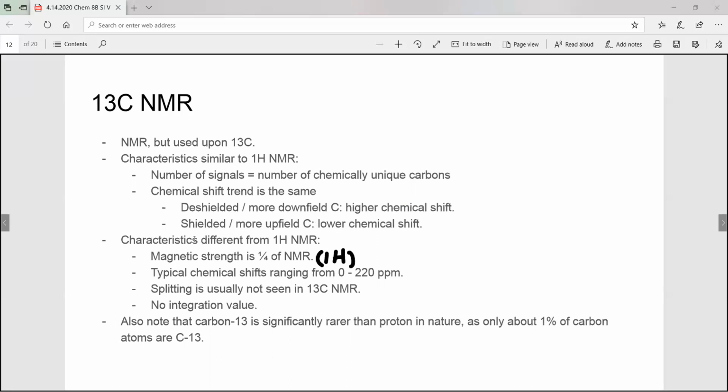And there are some different characteristics from proton NMR. The magnetic strength of carbon-13 NMR is a quarter of proton NMR. And the typical chemical shift ranges from 0 to 220 ppm, parts per million. Splitting is usually not seen, and there are no integration values. I also note that carbon-13 is significantly rarer than proton in nature, as only 1% of carbon is carbon-13.